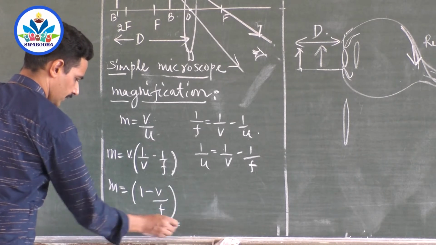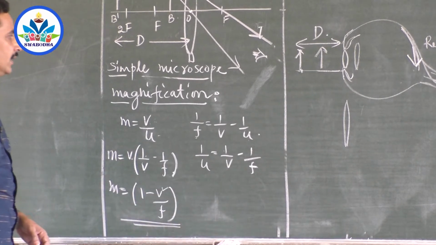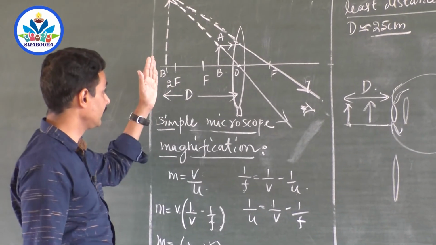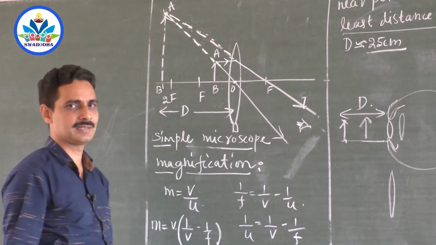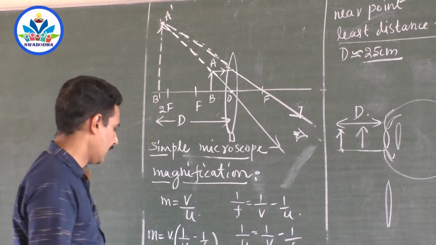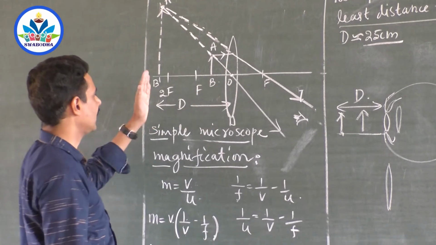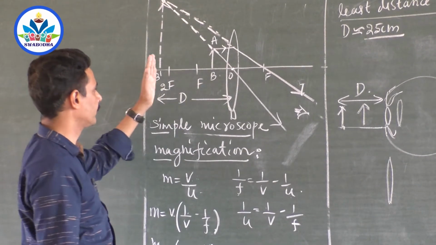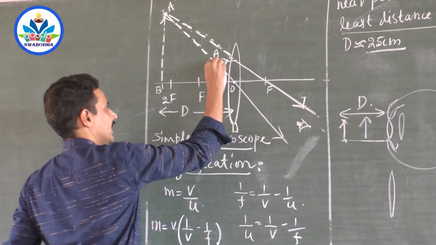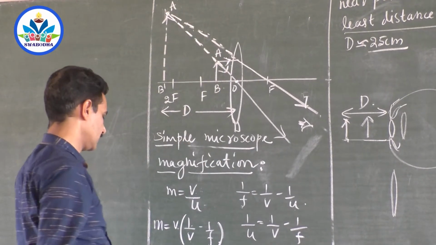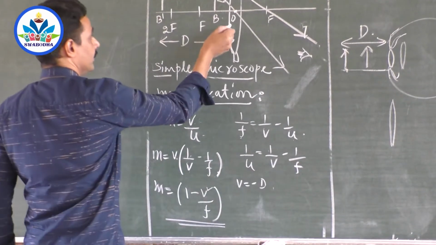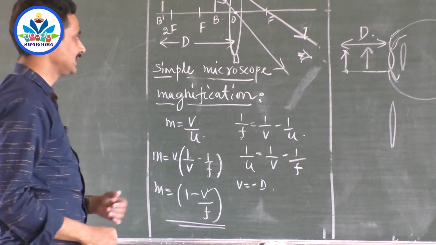Now what is V? V is image distance. Where is the image now? We have adjusted the lens in such a way that the image is formed at the least distance of distinct vision, where you can see the image clearly and enlarged. If V is D, D is on the left-hand side, in a position opposite to the incident rays of light. Incident rays of light are here like this. So I should substitute minus D. Image distance V is equal to minus D, because the image is at the position of least distance of distinct vision.